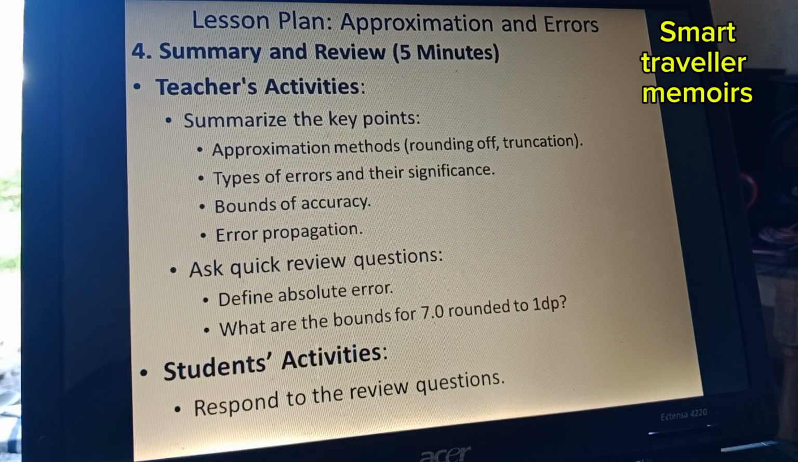Summary and review, 5 minutes. Teachers' activities. Summarize the key points: approximation methods, rounding off, truncation, types of errors and their significance, bounds of accuracy, error propagation. Ask quick review questions like: define absolute error. What are the bounds for 7.0 rounded to 1 decimal place? Student activities will be to respond to the review questions.